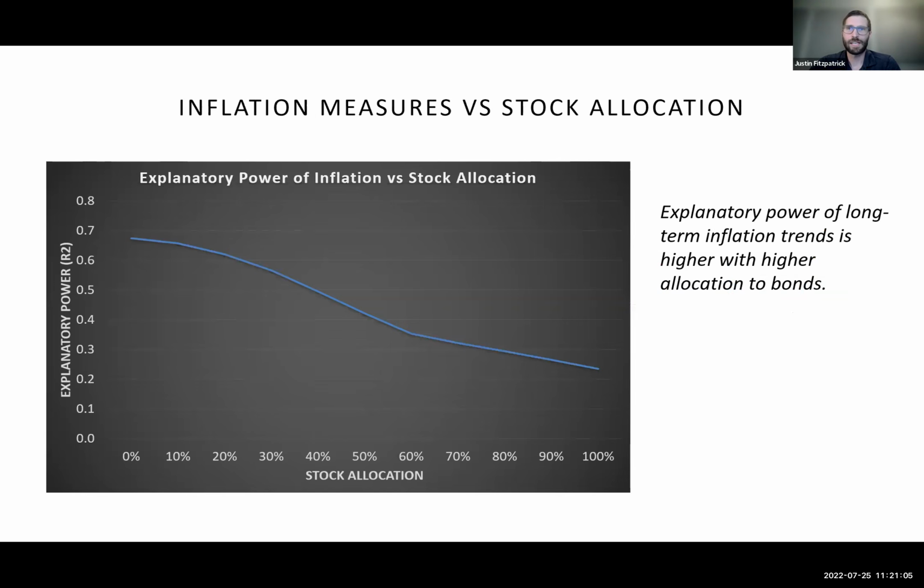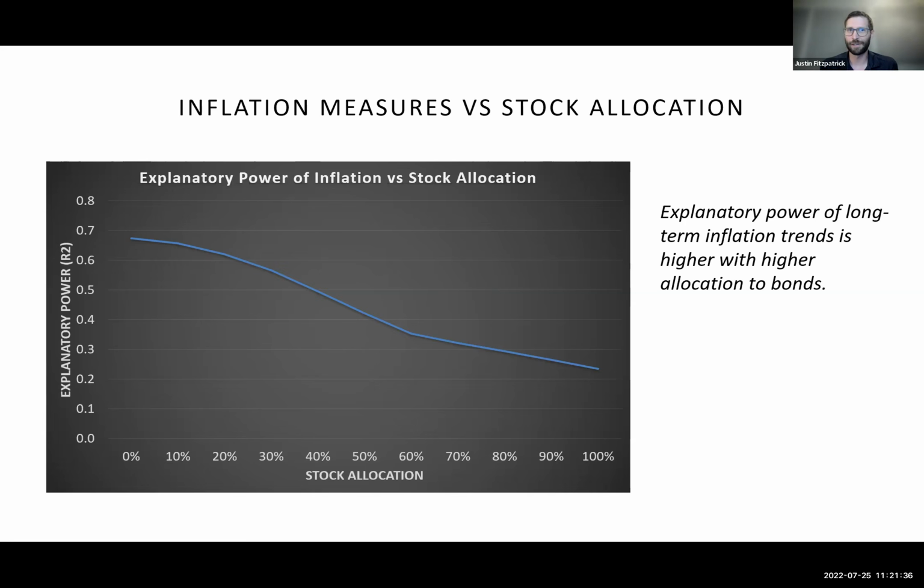Okay, and just like the other two indicators, CAPE, which was strongest with high stock allocations, and nest eggs, which had reasonable levels of explanatory power across portfolio types, inflation measures are shown here compared to the allocation, and we see kind of the reverse of what we saw with CAPE. So here, inflation matters more for bond-heavy allocations. That makes sense because inflation is much more connected with bond performance.